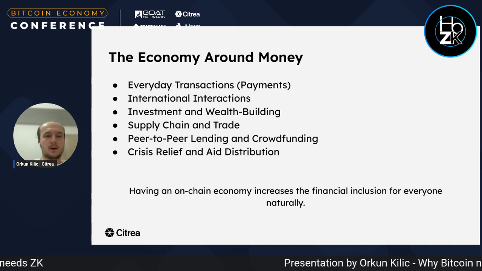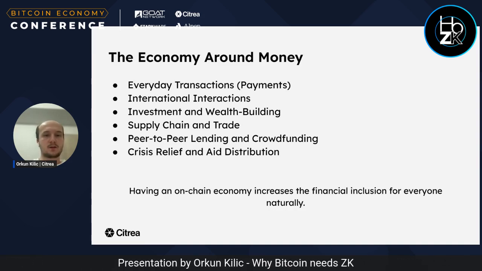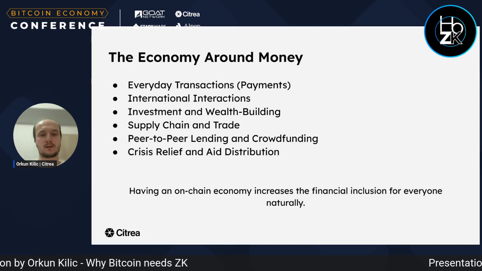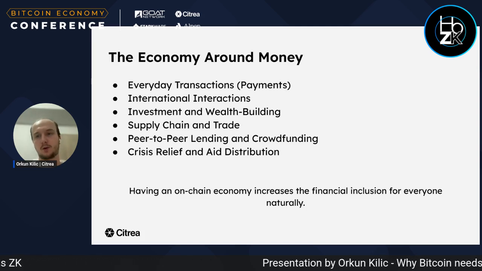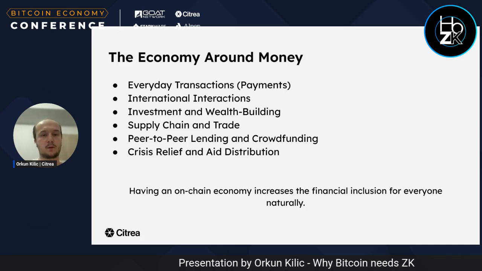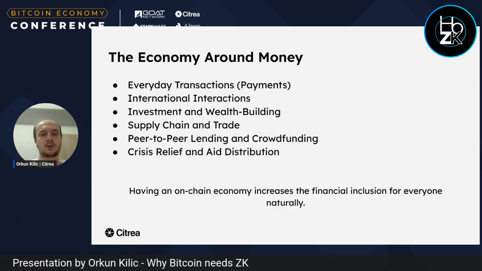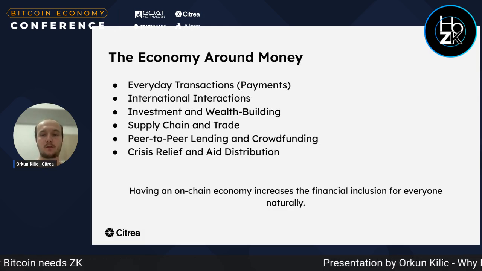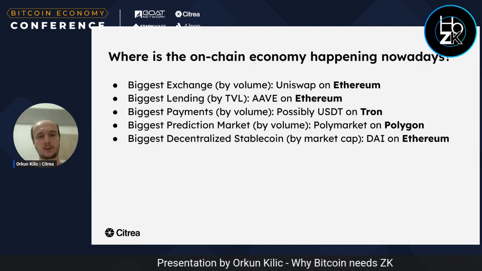And there's an economy around money, basically involving everyday transactions such as payments, international interactions, investments, supply chain, peer-to-peer lending, crisis relief. A lot of things are actually enabled by money, and collectively, we call these things economy. And we believe having an on-chain economy actually increases financial inclusion for everyone, naturally, because now we have a permissionless system where everyone can equally access this economy.